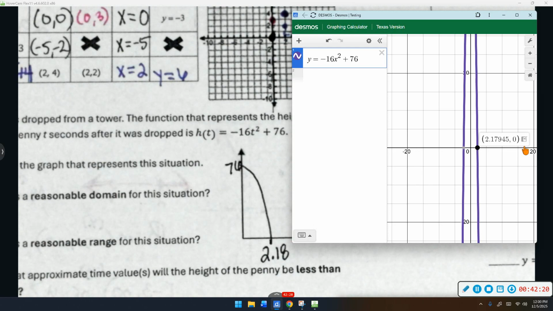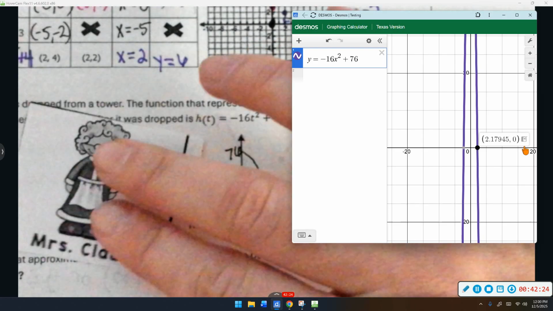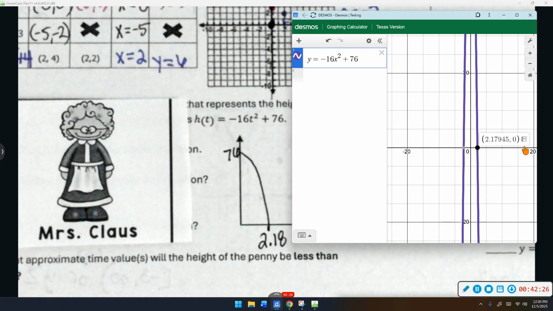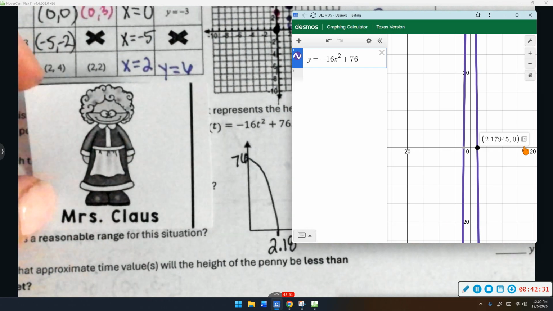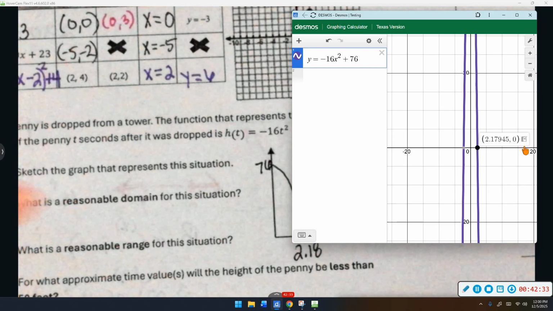All right, so what do we got? We got Mrs. Claus. It is Mrs. Claus.